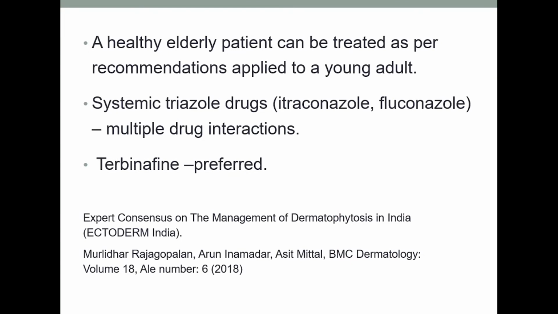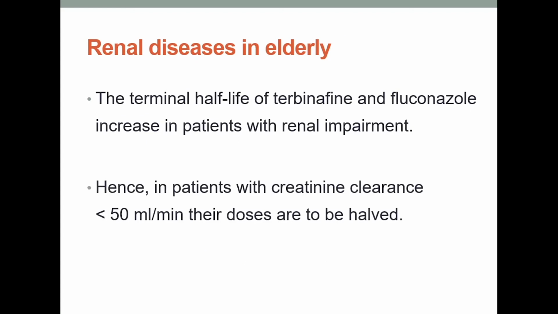So, a healthy elderly patient can be treated as per recommendations applied to a young adult. Systemic drugs like itraconazole and fluconazole can cause multiple drug interactions. In that case, terbinafine is preferred. Next, renal diseases in elderly. The terminal half-life of terbinafine and fluconazole increases in patients with renal impairment. In that case, if the patient's creatinine clearance is less than 50, the dose needs to be halved.